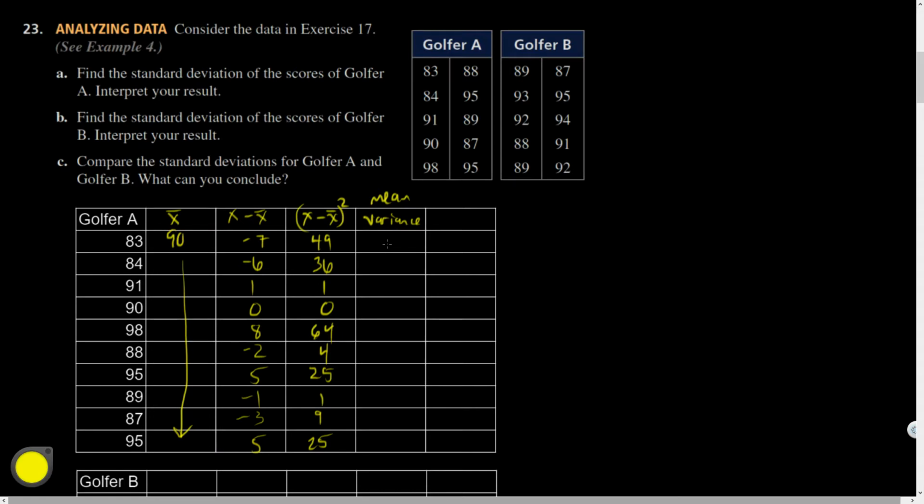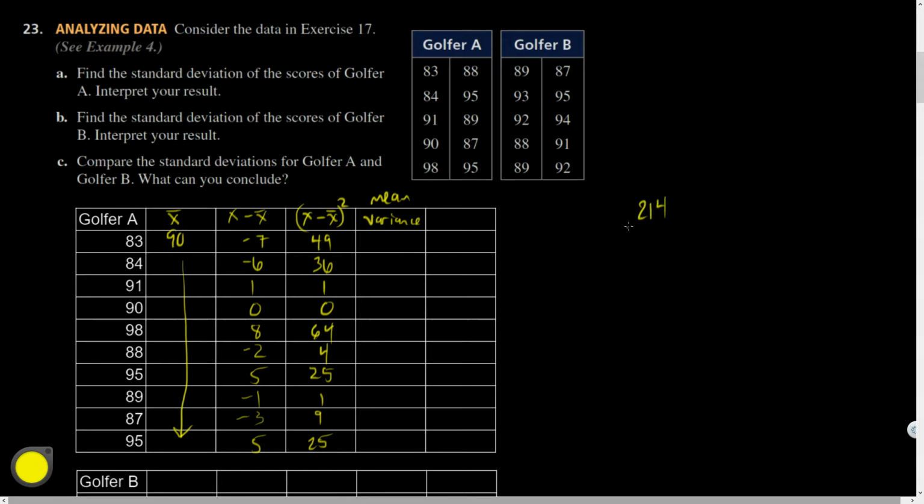Tell you what, I'll do this on a calculator. Listen to these awesome click-clacks as I type the keys. So I'm going to do 49 plus 36 plus 1 plus 0. Didn't need to type that one. Plus 64 plus 4 plus 25 plus 1 plus 9 plus 25. And I got 214 when I added those all together.